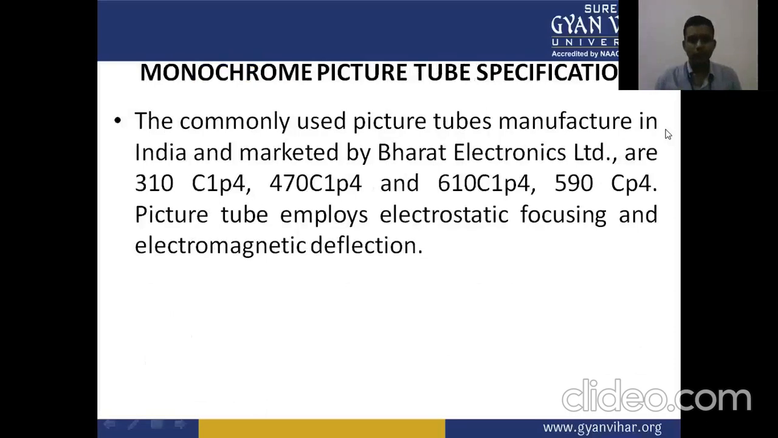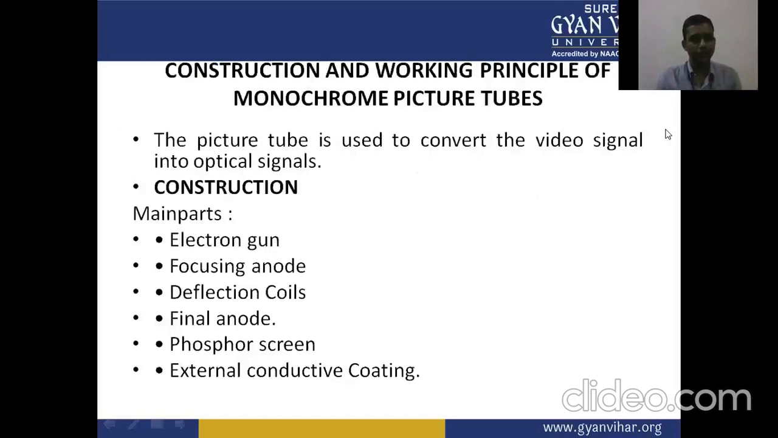Another monochrome picture tube specification is given here. The commonly used picture tubes manufactured in India and marketed by BEL, that is Bharat Electronics Limited, are 310 C1P4, 470 C1P4, 610 C1P4, and 590 C1P4. These picture tubes employ electrostatic focusing and electromagnetic deflection. So these monochrome picture tubes are based on electrostatic focusing and electromagnetic deflection.